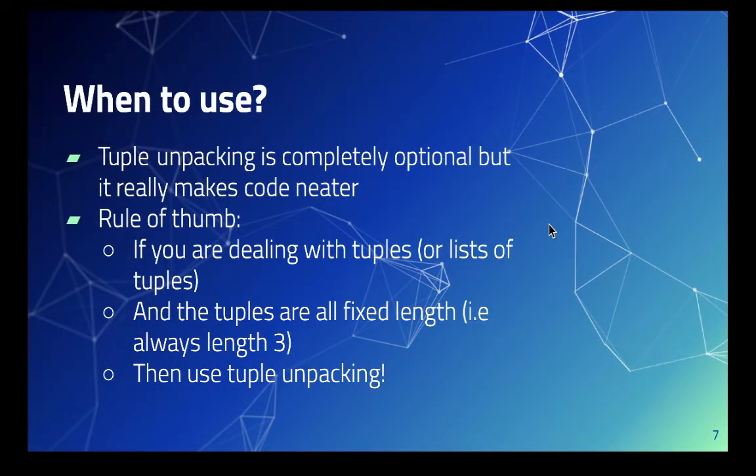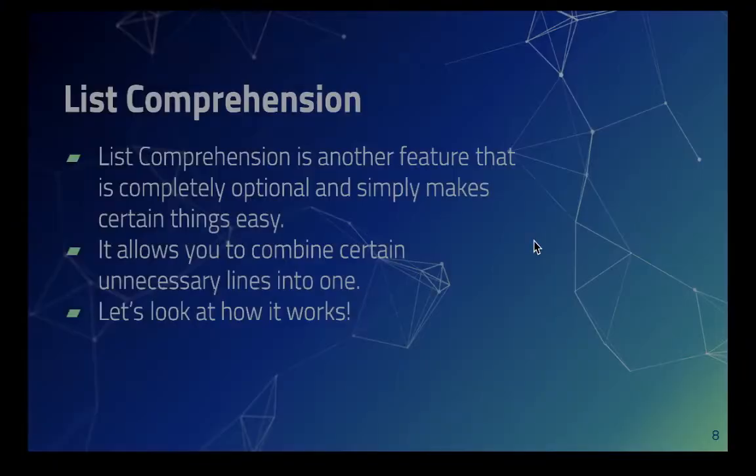So when do you actually use tuple unpacking versus the other way, which is just simply accessing the indices? Well, tuple unpacking, like I said, is completely optional. It's simply a way to make your code neater. And the rule of thumb is that if you're dealing with multiple tuples or lists of tuples all of fixed length, then use tuple unpacking because it makes it a lot easier to iterate through them. It makes it a lot easier to access them. But typically you don't want to really use tuple unpacking for unstructured data that isn't necessarily fixed length or different types, all those different things. So that is a general rule of thumb of when you want to use tuple unpacking.